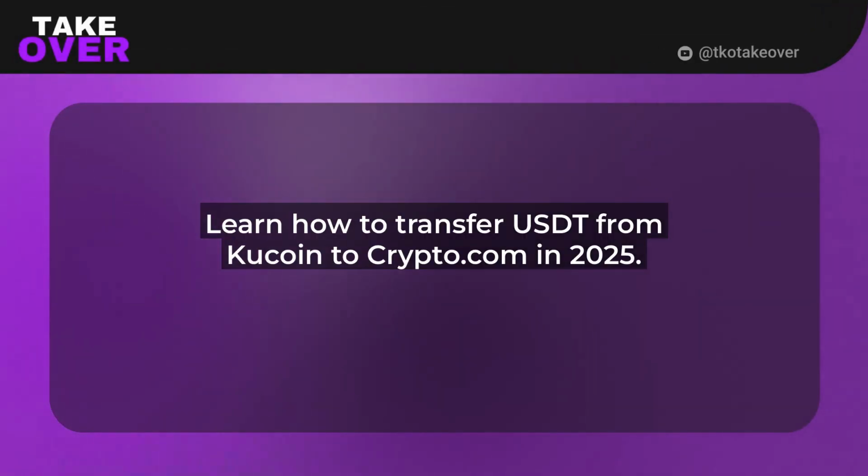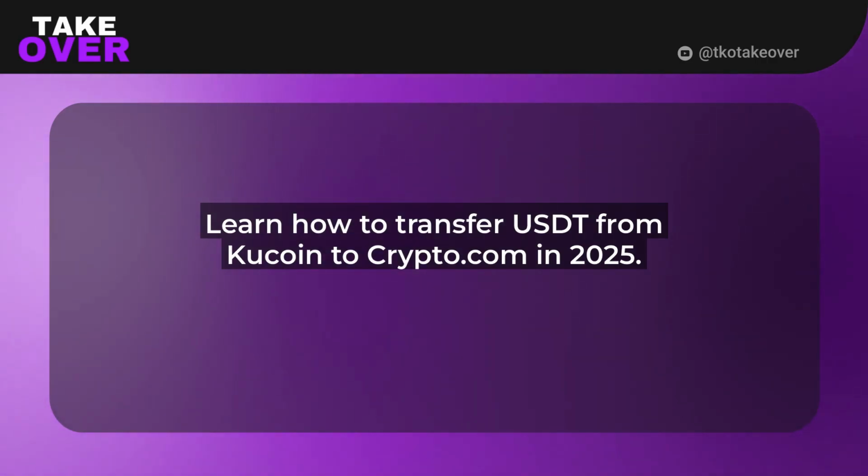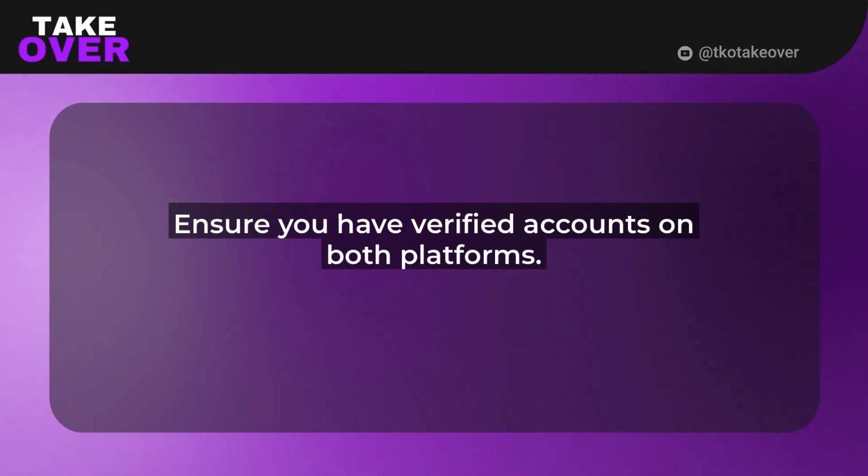If you're diving into the crypto world in 2025, you know how important it is to move your assets smoothly between exchanges. Today, I'm walking you through a simple, step-by-step guide on how to transfer Tether, USDT, from Kucoin to Crypto.com. This process is straightforward, but always double-check everything to keep your funds safe.